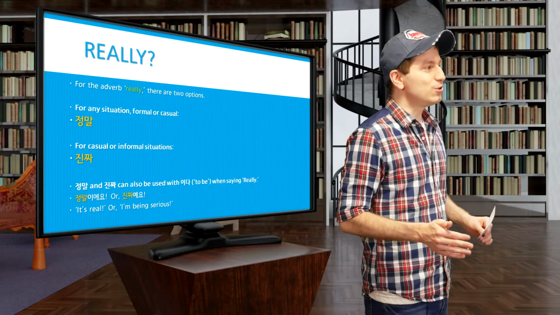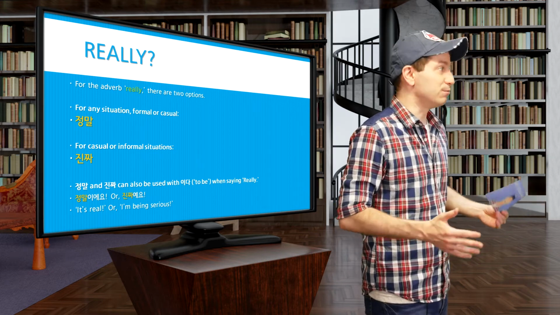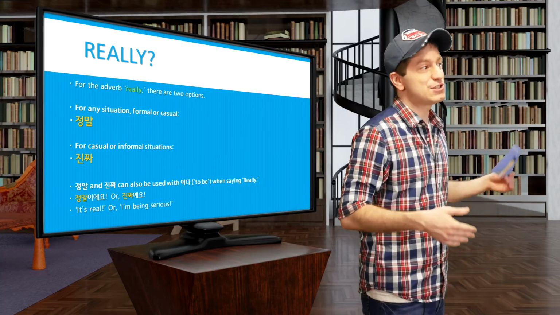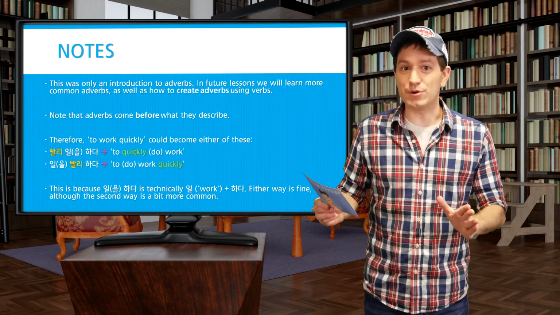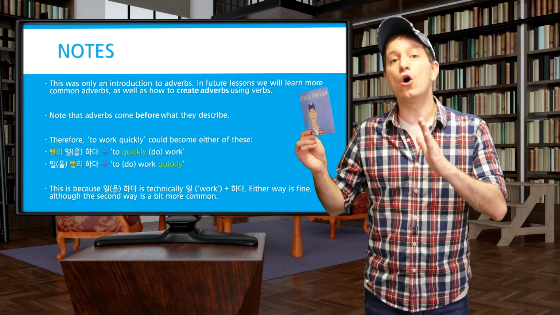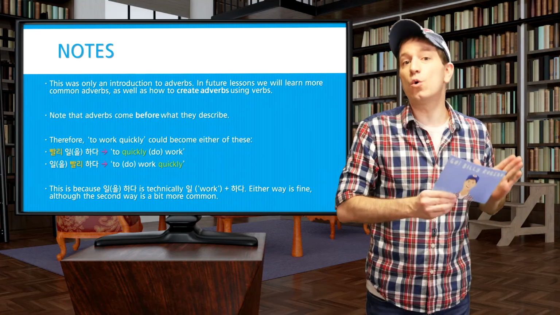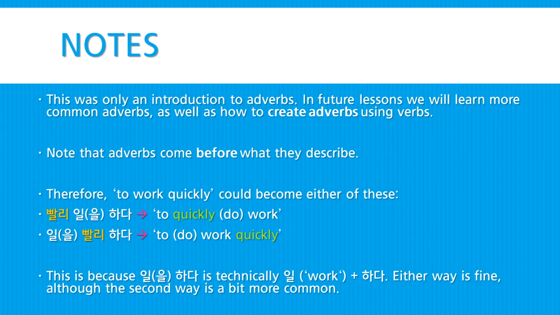Now, this lesson is only meant to be an introduction to adverbs. In a future lesson, we'll learn more adverbs, as well as how to even make our own adverbs using verbs. But before we go, I want to give a note. Just remember that adverbs in Korean will always be used before whatever verb or phrase or adverb they're describing, never after.